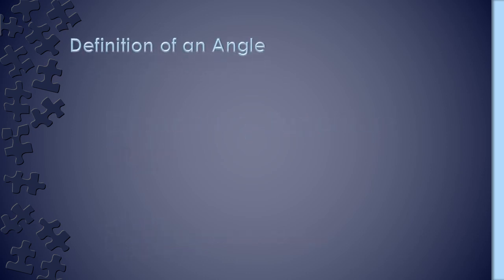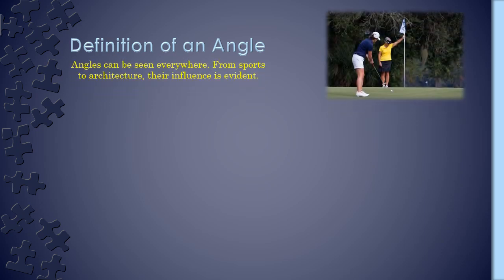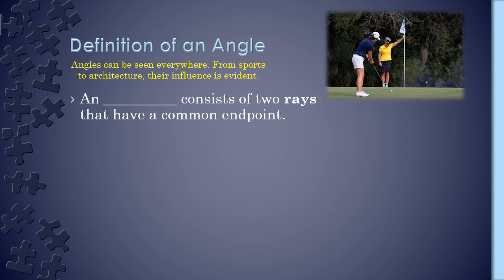So let's begin talking about the definition of an angle. Angles can be seen everywhere. From sports to architecture, their influence is evident. Just like the golfer in this picture, we can see that there's an angle between the golf green and the golf club. So what is an angle?